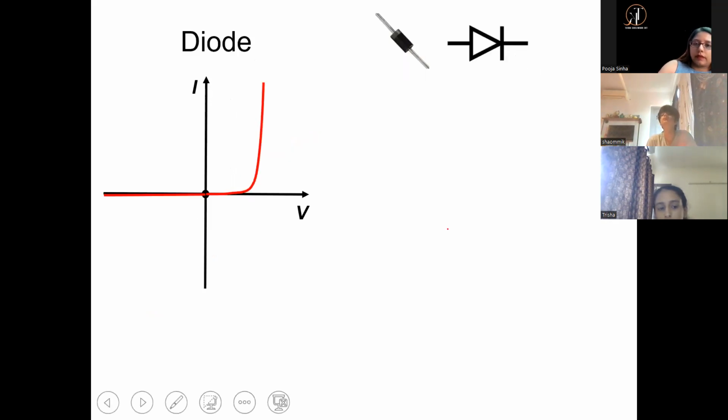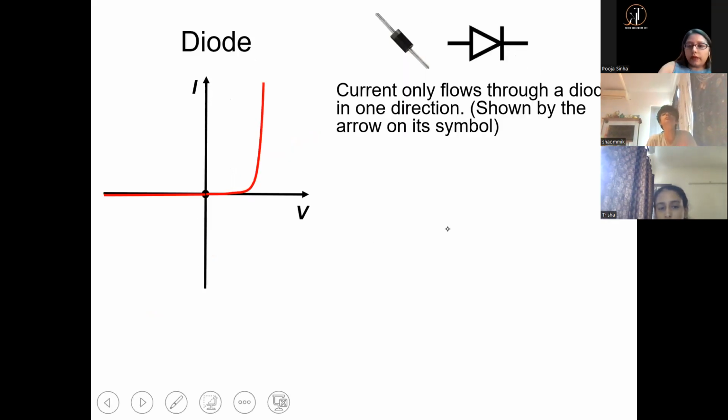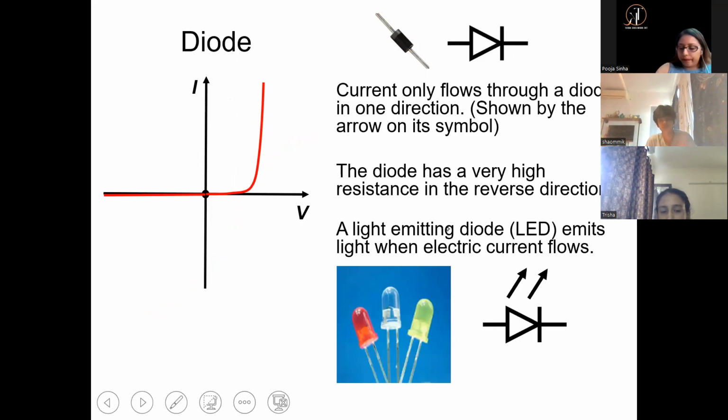Okay. Now look at the diagram of a diode. What is happening here? What do you see in the diode? Just tell me your observations. The diode has a very high resistance in the reverse direction. Okay, so current only flows through the diode in one direction. You can see that it goes in only one direction. In this direction it doesn't go at all. Here it's all zero up till here. And after coming here, it goes upward.